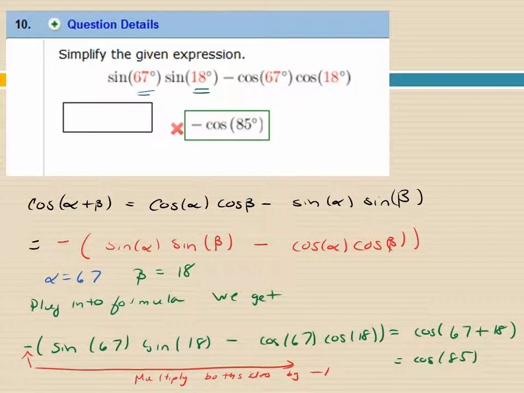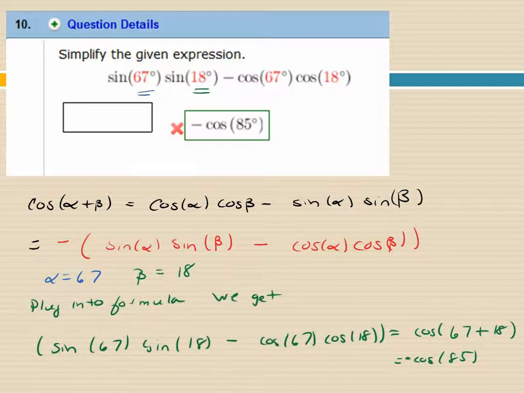But I have to get rid of that minus sign. So if I multiply both sides by the minus sign, I get negative cosine 85. Good? Good?